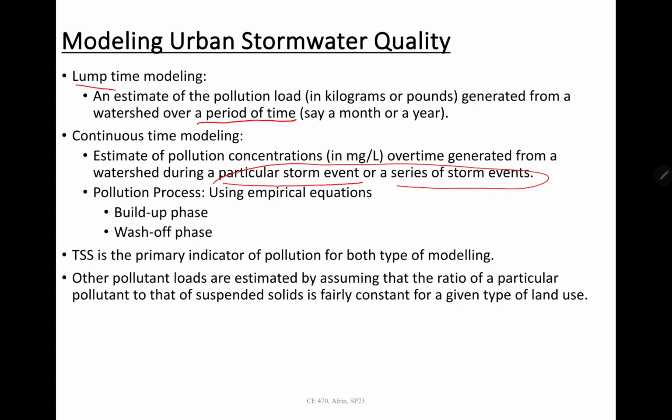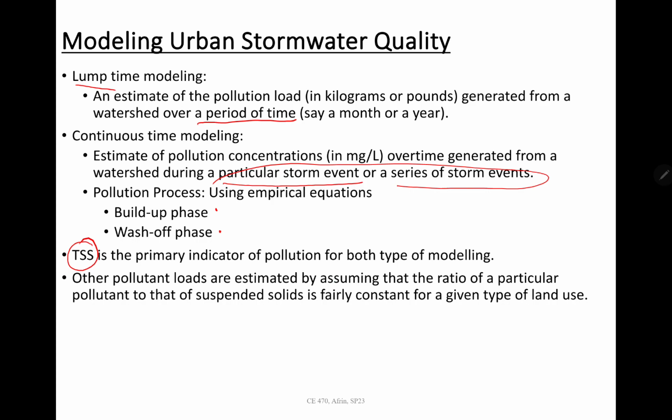For this one we have these two steps which we already discussed a little bit. At first there will be one step where all the pollutant will be built up, and then because of the rainfall all of this pollutant will be washed off. Now TSS, the total suspended solids, is the primary indicator of pollution.